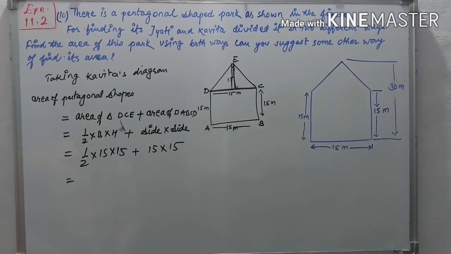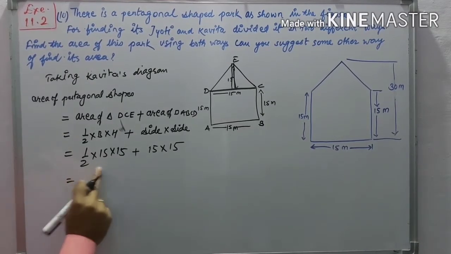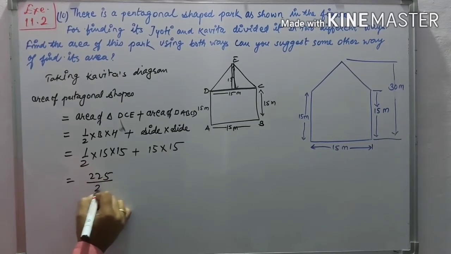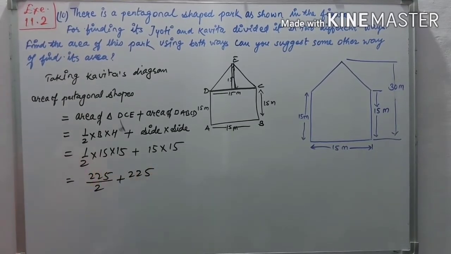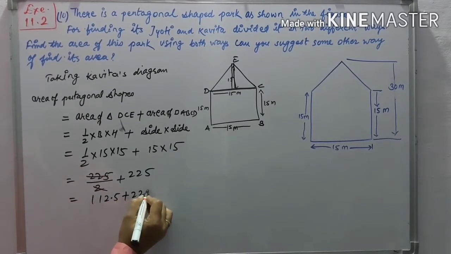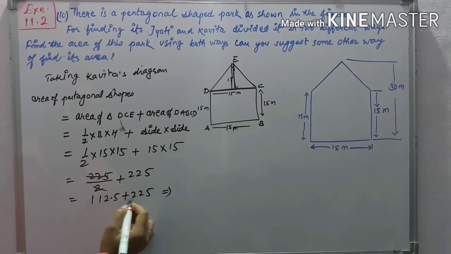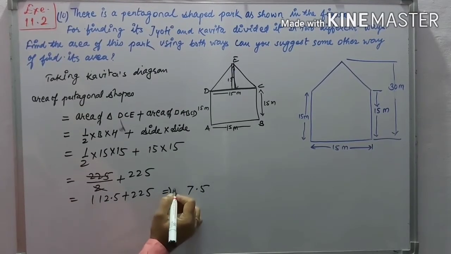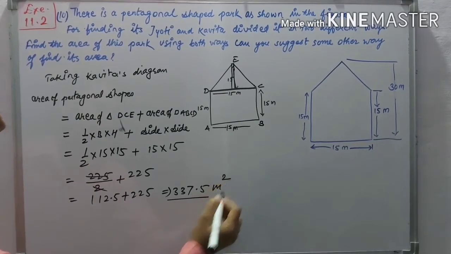Now solve: 225/2 plus 225. 15 multiplied by 15 is 225, and after cancellation 112.5 plus 225, and after the sum it is 337.5 meter square.